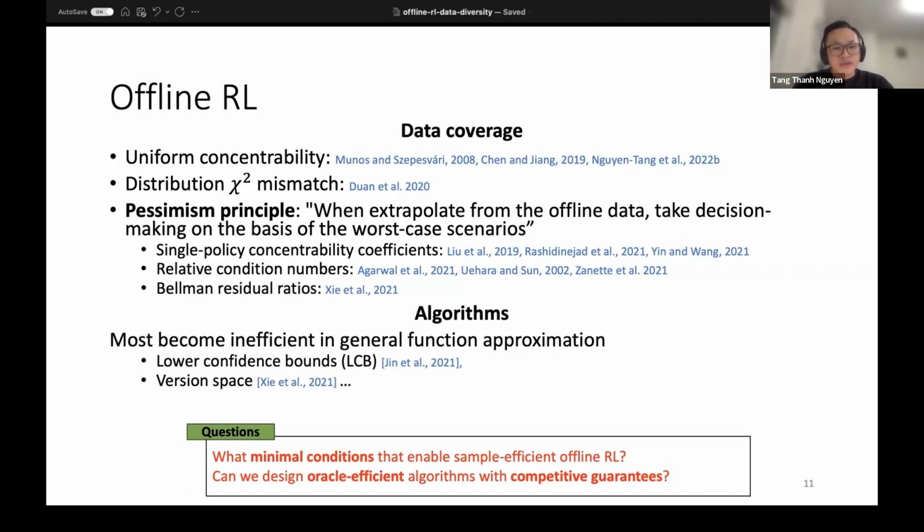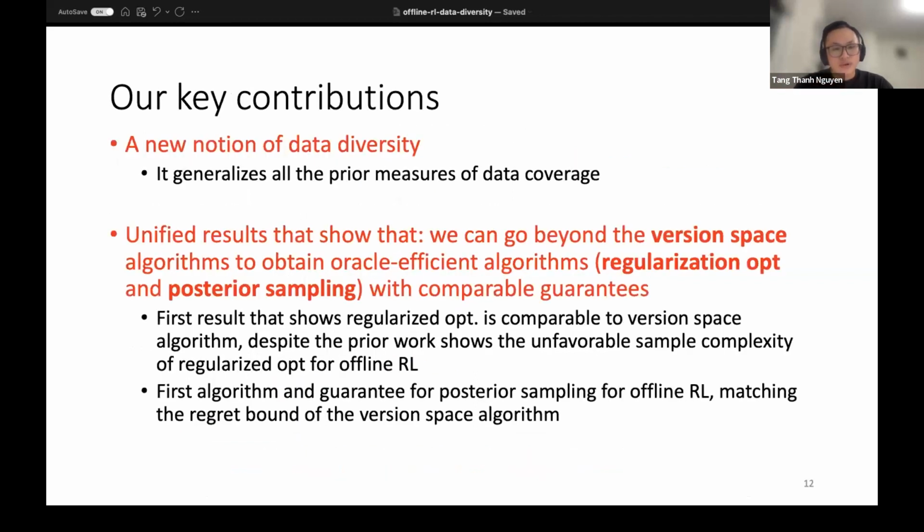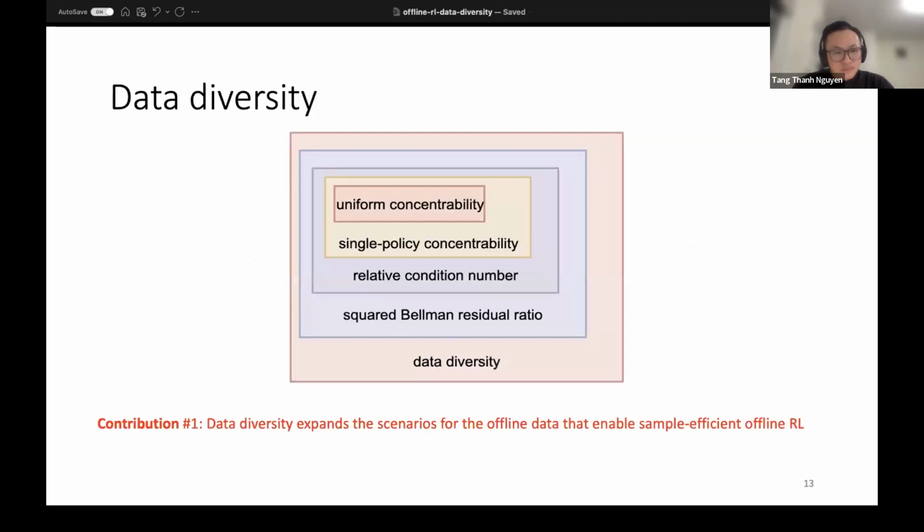So the question we asked is: what minimal condition enables sample-efficient offline reinforcement learning? And can we design oracle-efficient algorithms with comparable guarantees? That's the question we try to look into. To summarize, there are two key contributions in this talk. The first is we propose a new notion of data diversity, which generalizes data coverage. And we also provide a unified result showing that we can go from version-space-based algorithms to obtain oracle-efficient algorithms using regularized optimization and Gaussian sampling. I will go into more detail on each of these one by one.